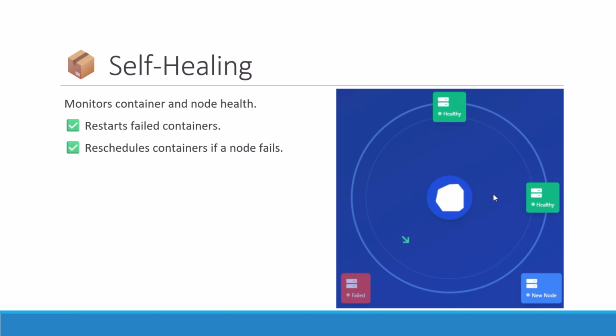Self-healing. Kubernetes has built-in self-healing features. It always checks the health of your container and node. If a container stops responding, Kubernetes restarts it. If a node like a VM goes down, it reschedules the container to other healthy nodes. It's like having a 24/7 assistant that watches over your infrastructure.